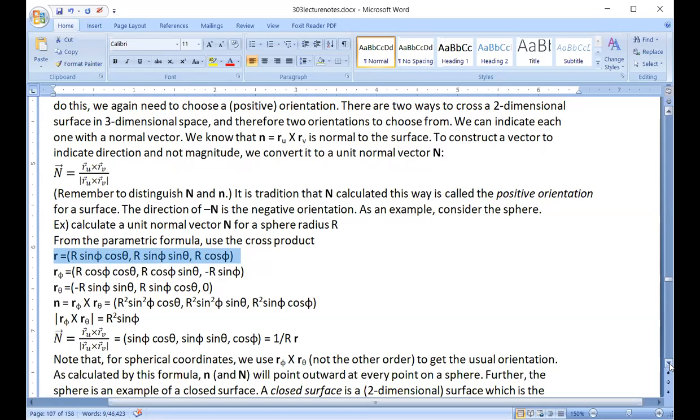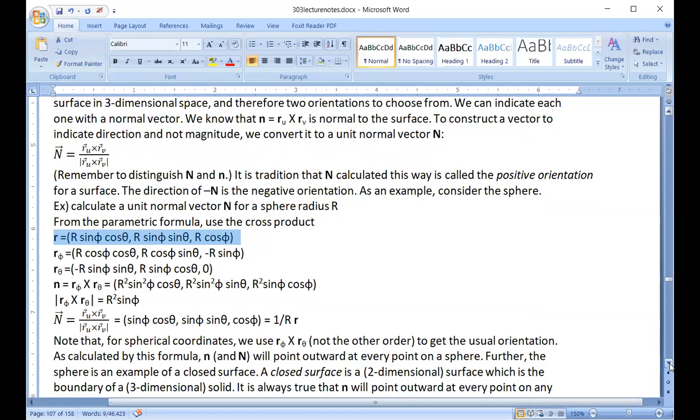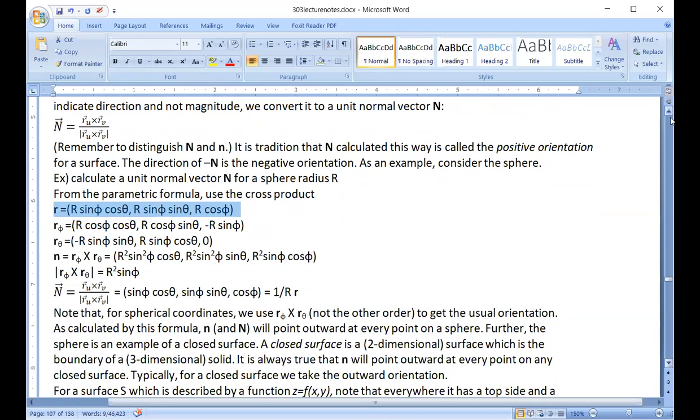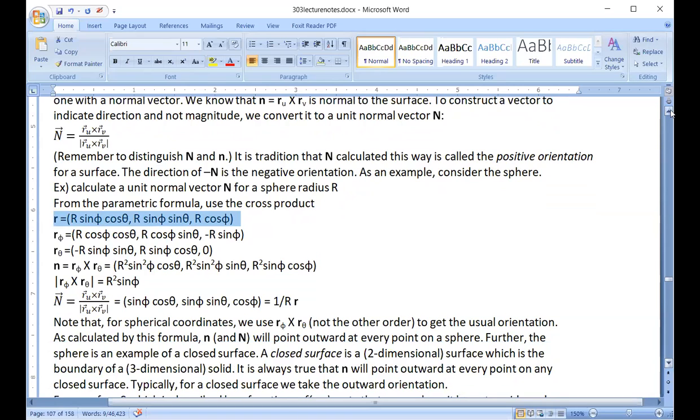As we just calculated and discussed, our normal vector, either little n or big N, will point outward at every point on a sphere. So the sphere is an example of what we call a closed surface. A closed surface is a surface, which remember is two-dimensional for us, which is the boundary of a three-dimensional solid. It is always true that the normal vector n will point outward at every point on any closed surface, and typically for a closed surface, we will take the outward orientation.